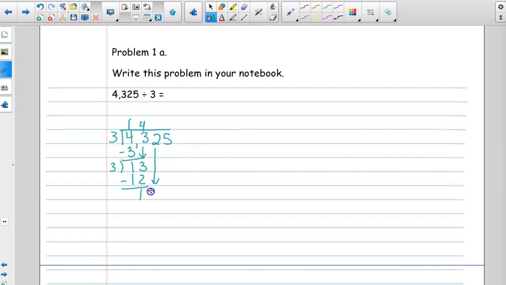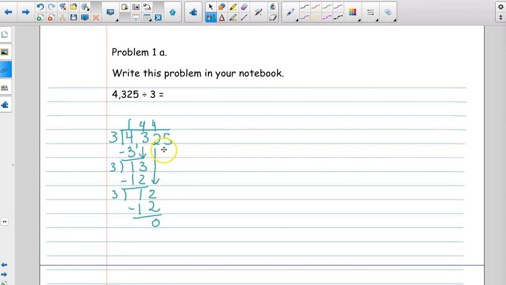Now we have a new division problem again. Still dividing by 3. 12 divided by 3 equals 4. 4 times 3 is 12. And subtract. We have 0. Are we done?